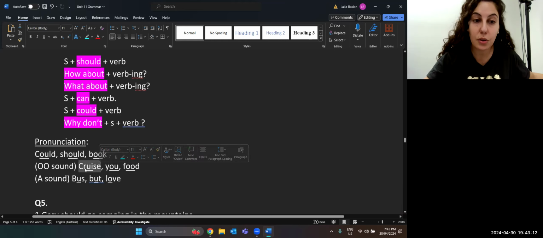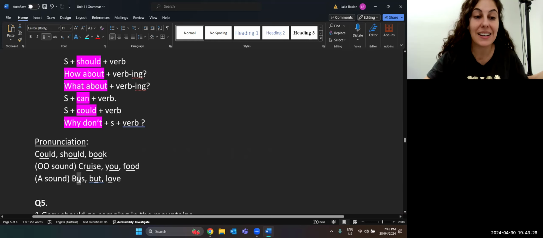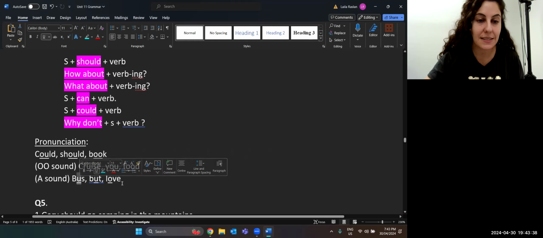If you want to go on a cruise, so the UI is a cruise. You, food. And just remember that the U has an A sound. So but, us, bus, but, love. Okay, so there's an A when we say bus.